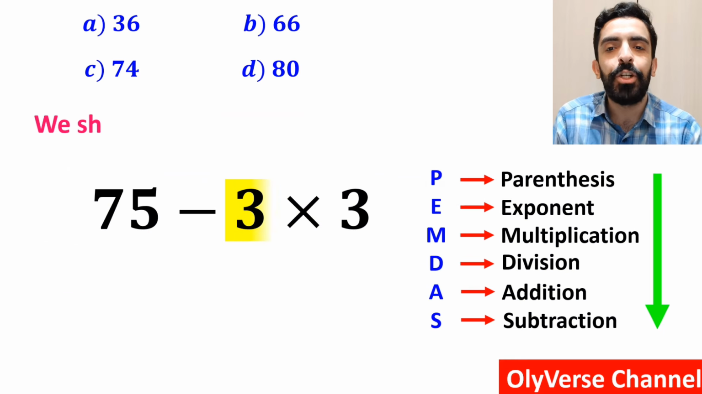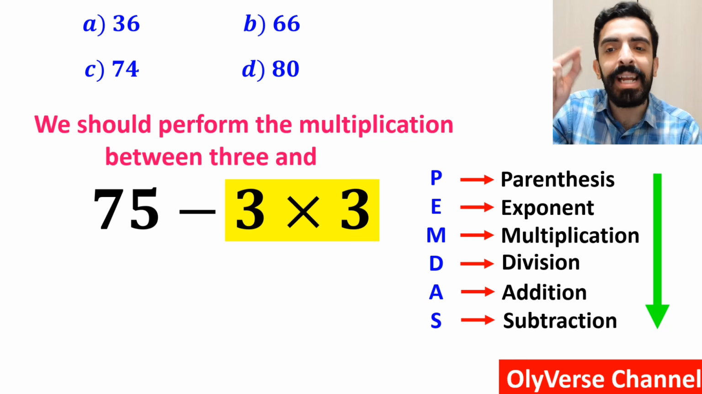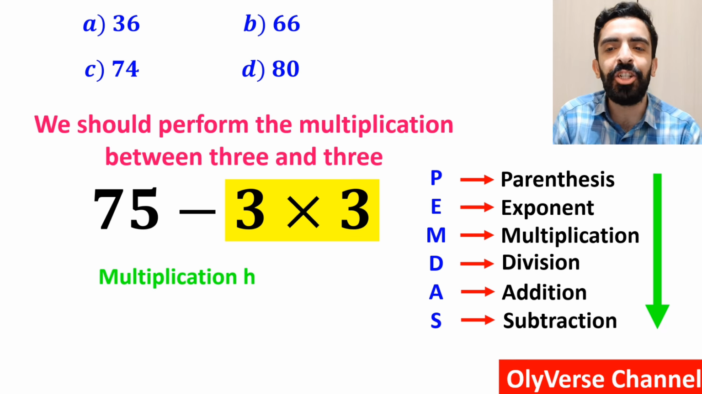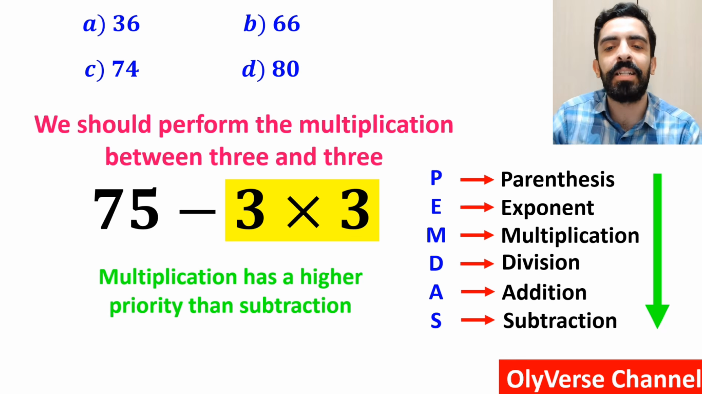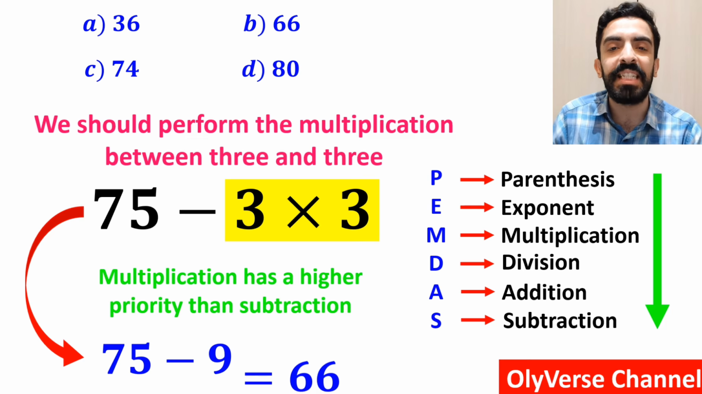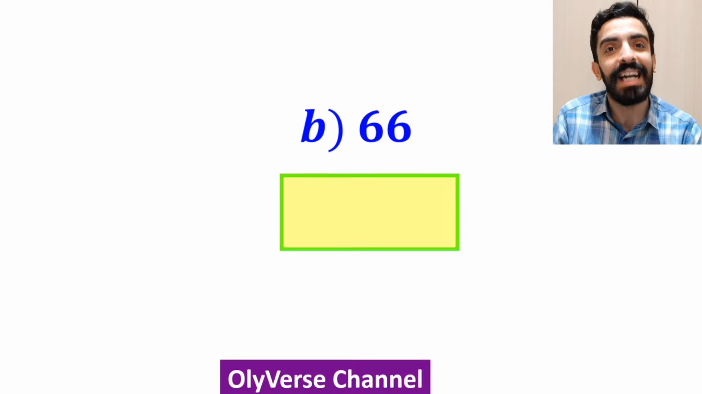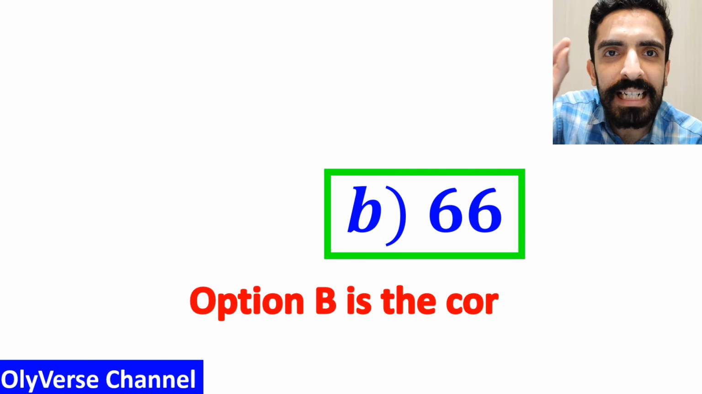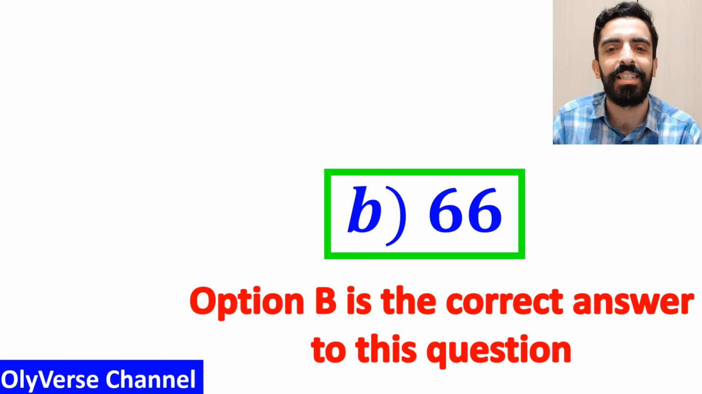And the next step, we should perform the multiplication between 3 and 3 because multiplication has a higher priority than subtraction. So, this expression simplifies to 75 minus 9, which finally gives us the answer 66. That's great. Option B is the correct answer to this question.